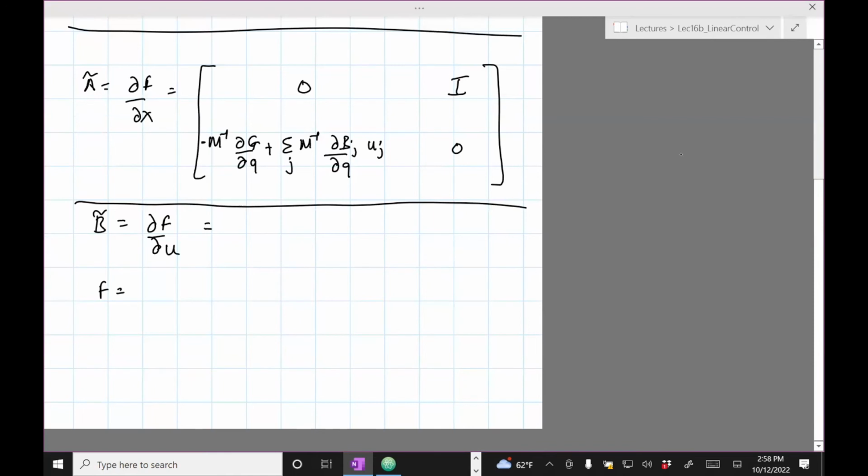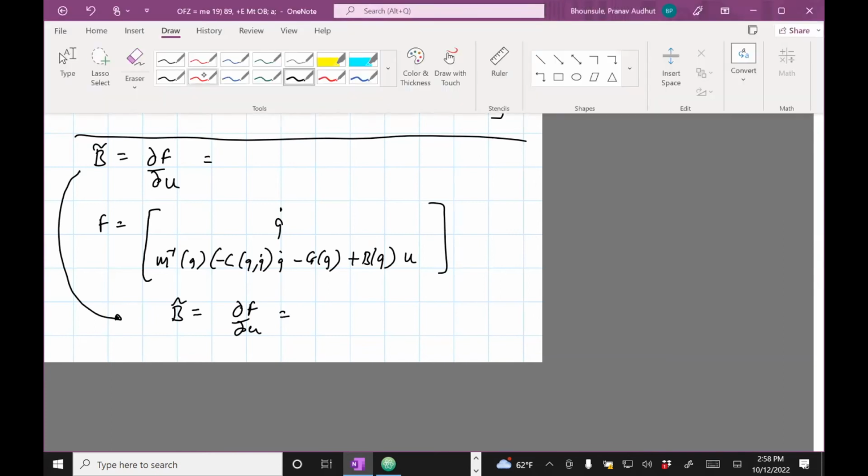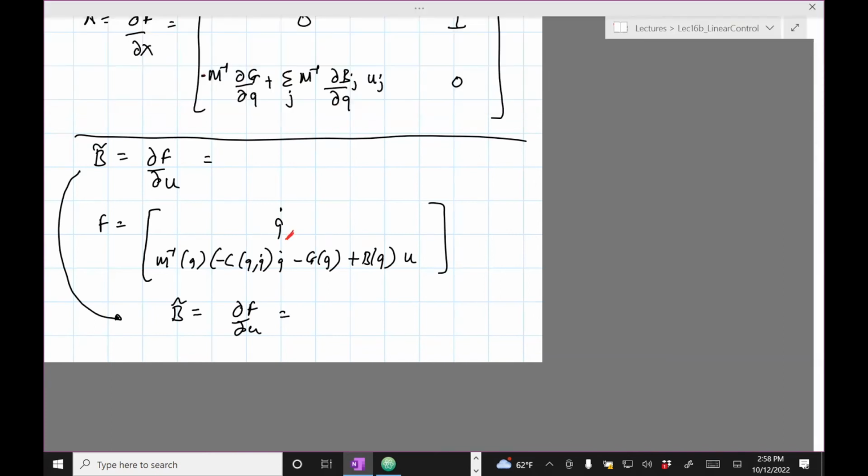Okay, what was F? F was Q dot, M inverse Q minus C minus G minus C Q dot minus G of Q plus P of Q U. Okay, so from this, you can see that P tilde would be dF/dU, which means you need to take the derivative of Q dot with respect to U, and that's clearly 0. So the first rows will be 0.